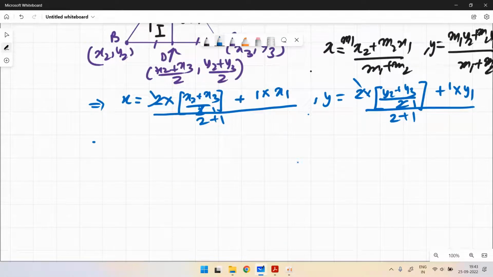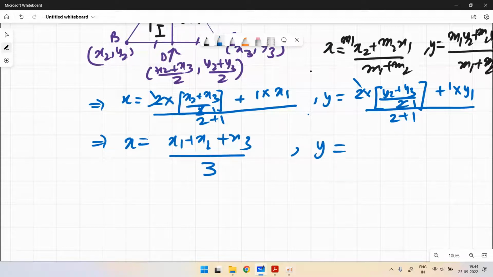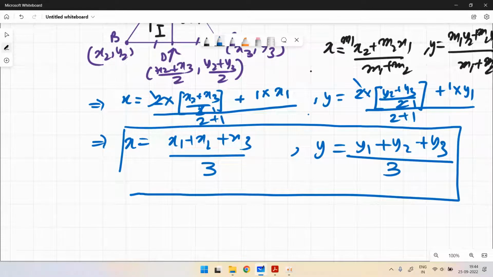So ultimately x is x1 plus x2 plus x3 by 3, and for y, it is y1 plus y2 plus y3 by 3. So if the coordinates of the vertices of the triangle are x1 y1, x2 y2, x3 y3, then the centroid of the triangle will be x1 plus x2 plus x3 by 3 and y1 plus y2 plus y3 by 3. That's the answer.